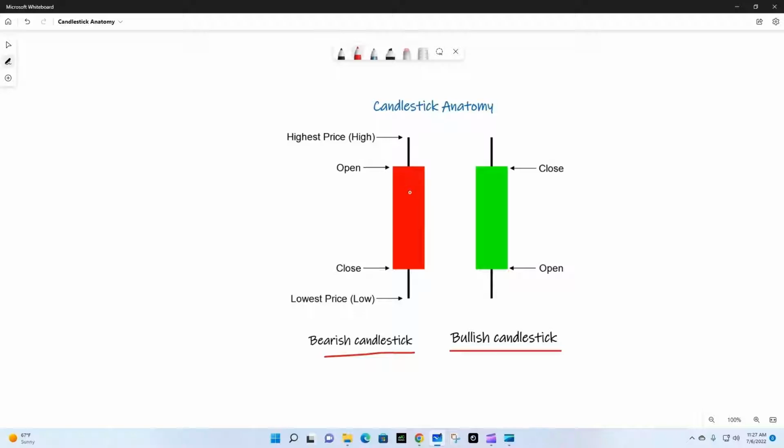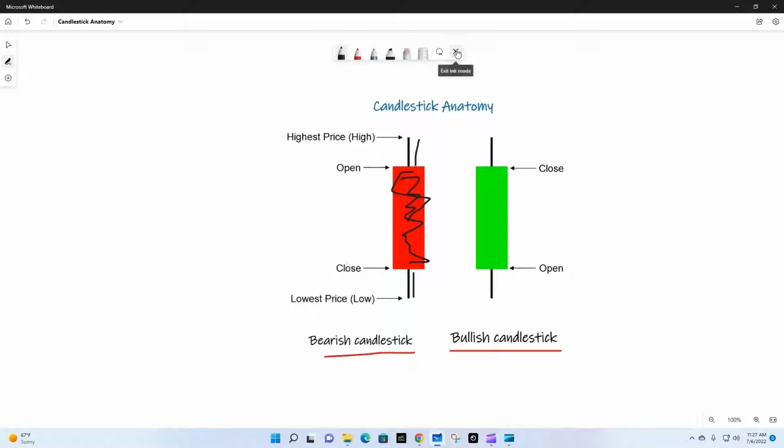The body is the filled part. That's the body. And then the two lines poking above and below the body are the wicks. You can either call them wicks, shadows, or pins. So that is the anatomy of the candlestick. Remember, it has a body, the filled part, and it has two lines poking above and below, which are called the wicks.